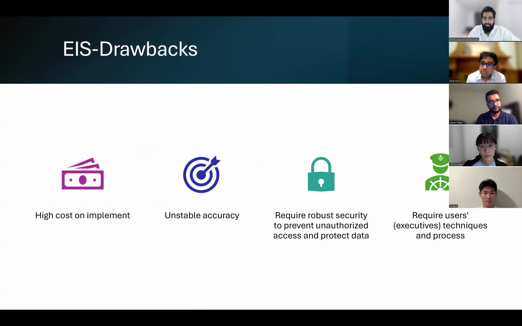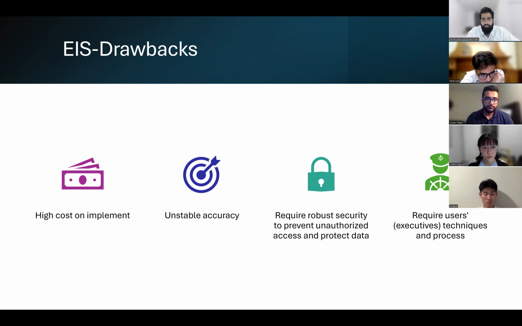Thank you, Max. And now I'm going to talk about the drawbacks of the executive information system. The first drawback is high cost of implementation. Implementing an EIS can be very expensive, the same as DSS, because it requires a lot of investment in hardware, software, training, and ongoing support, and it makes a significant financial commitment for companies.